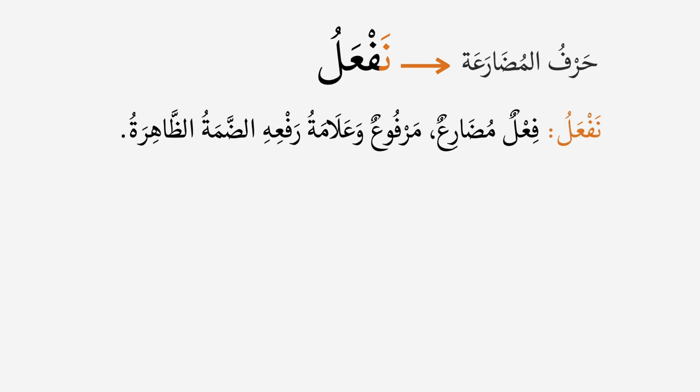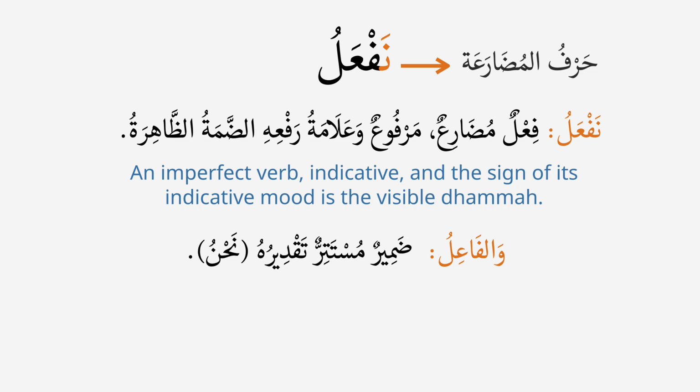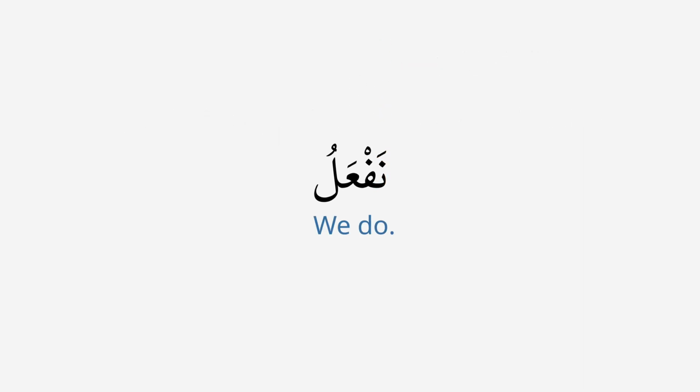Next we have نفعل for both dual and plural and masculine and feminine. In this pattern, the letter noon in the beginning is حرف المضارعة, and there is no other additional letter attached to it. So the i'rab goes as follows. نفعل فعل مضارع مرفوع وعلامة رفعه الضمة الظاهرة. يعني an imperfect verb, indicative, and the sign of its indicative mood is the visible ضمة. والفاعل ضمير مستتر تقديره نحن. And the doer is a hidden pronoun estimated to be نحن, meaning we. So نفعل means we do.